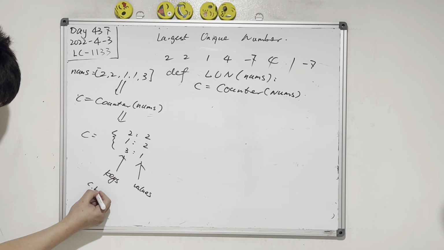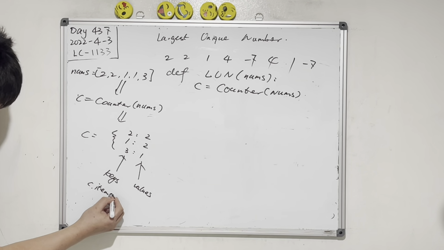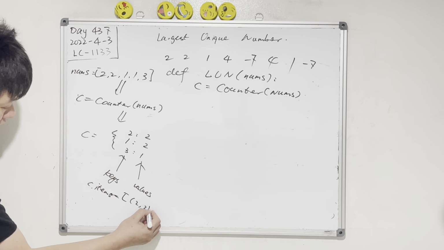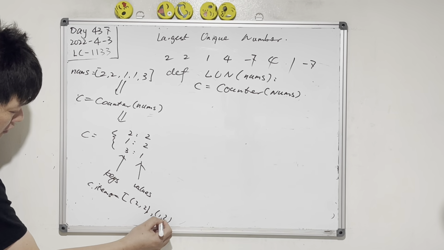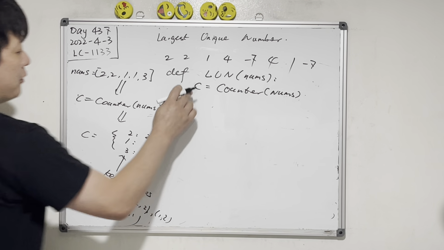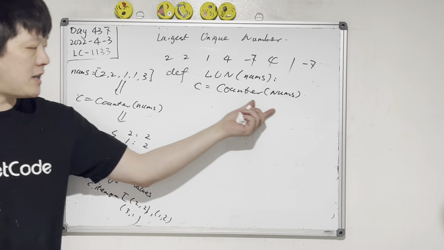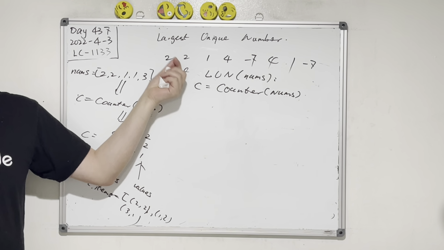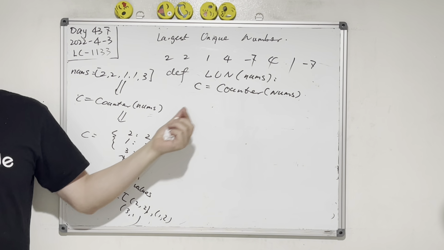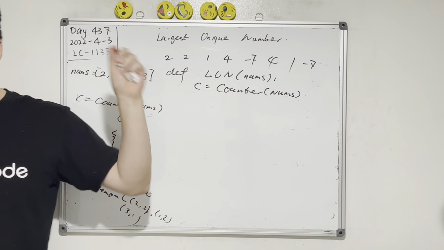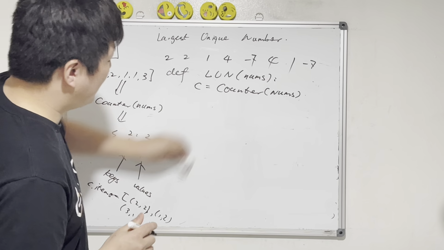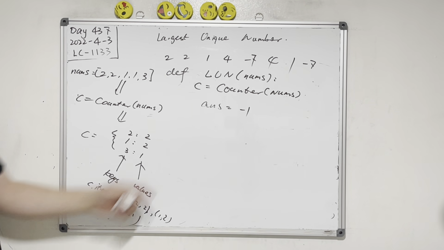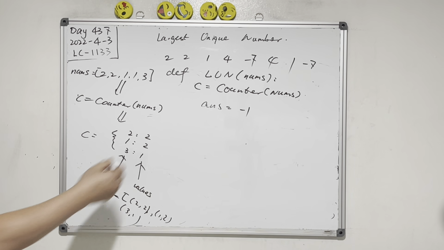C dot items is basically an array of tuples: (2, 2), (1, 2) and (3, 1). In this case, C stores the frequency for each unique number. Then we just have to check if it's unique and get the maximum. Let's do this. Answer, at the beginning we set it to the default minus 1 if we can't find it. Then we go through these keys.